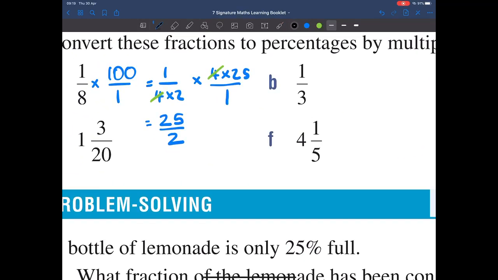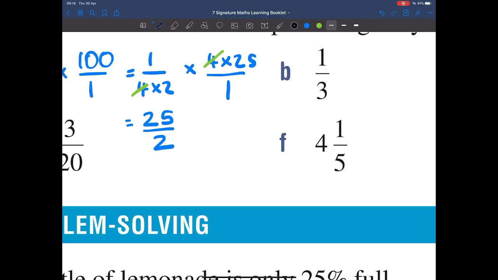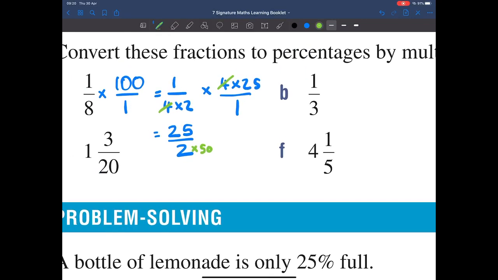Here we have 25 halves. So this number down the bottom needs to multiply by 50. So times by 50, times by 50. And what do we get? Whew, this is starting to get pretty complicated, isn't it? So it's something out of 100. 25 times 50. That's a big number, isn't it?